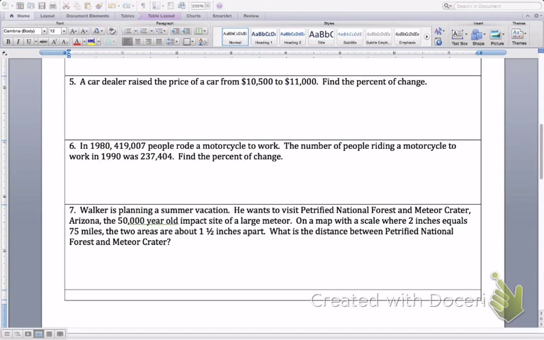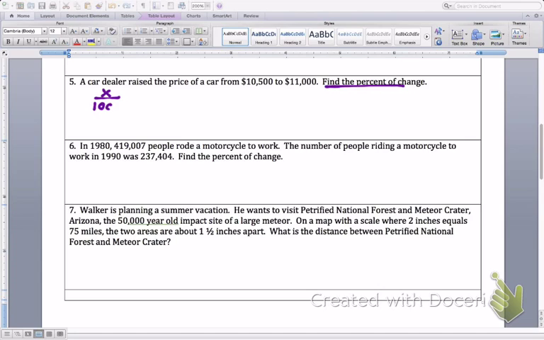Right, for numbers 5 through 7, this video will cover. So, if we look at number 5, a car dealer raised the price of a car from $10,500 to $11,000. Find the percent of change. So once again, we're looking for the percent. We do not know the percent.